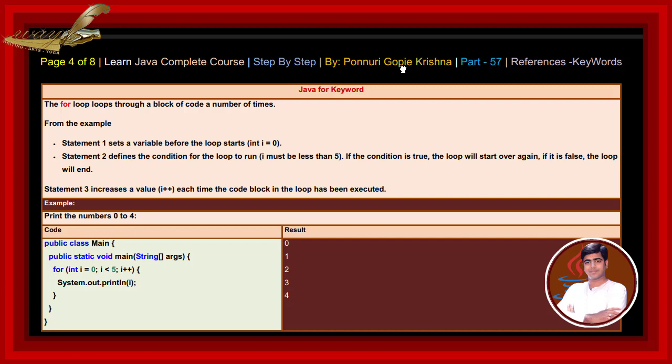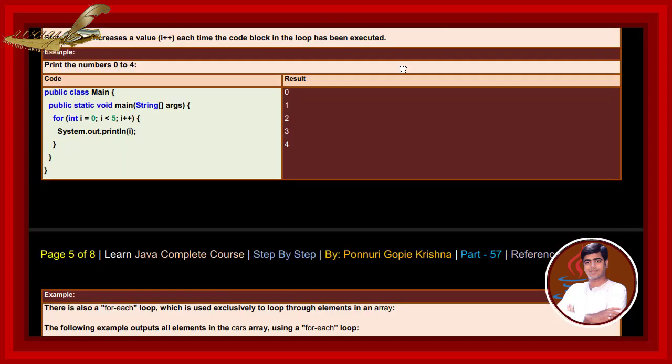Statement 3 increases a value, i plus plus, each time the code block in the loop has been executed. See the example, print the numbers 0 to 4. If we write and execute this code, the result returned is 0, 1, 2, 3, 4 printed.